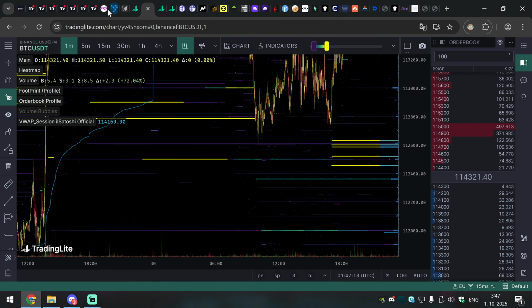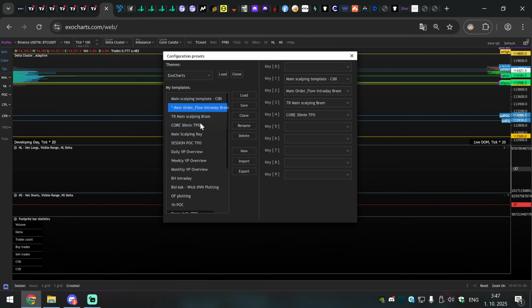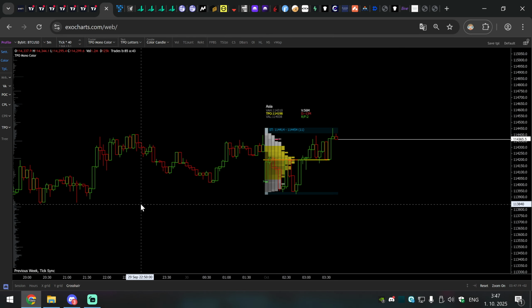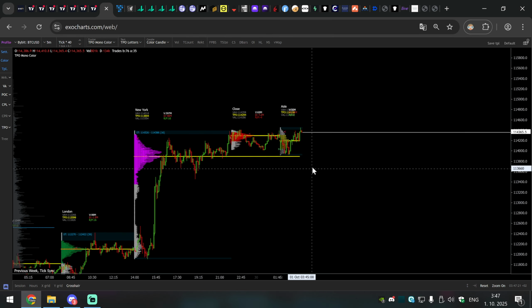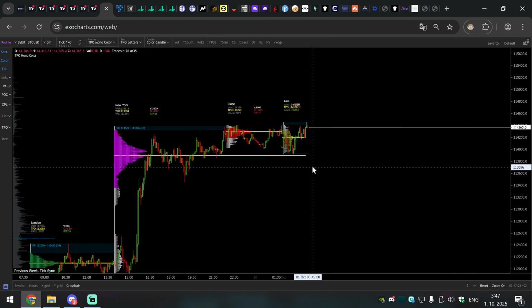When I go to Exocharts, today was not an ideal session to trade because you failed to grab some session liquidity. If I zoom out, you can notice why it's merged. It shouldn't be. Maybe some data are missing. Let's go for Binance.